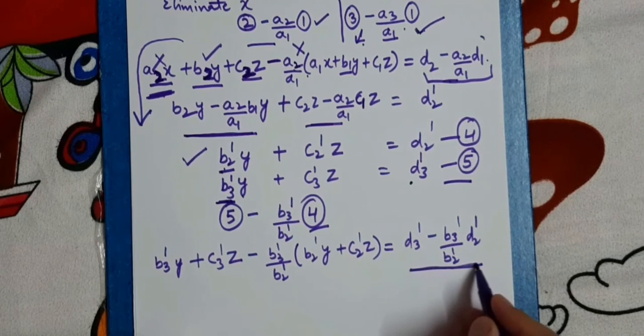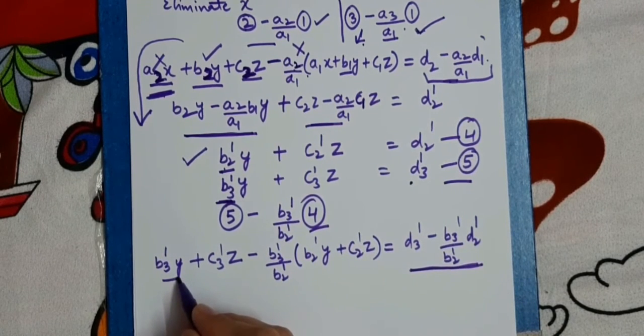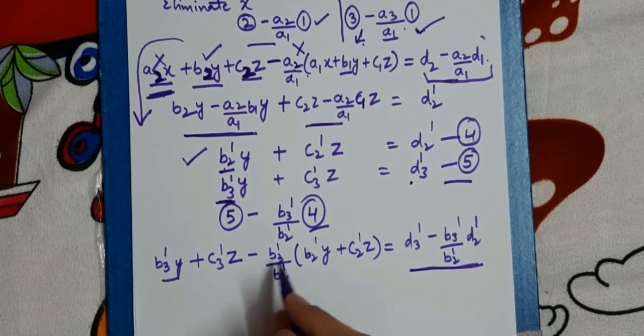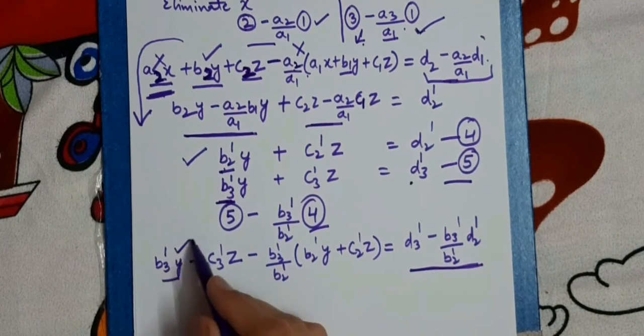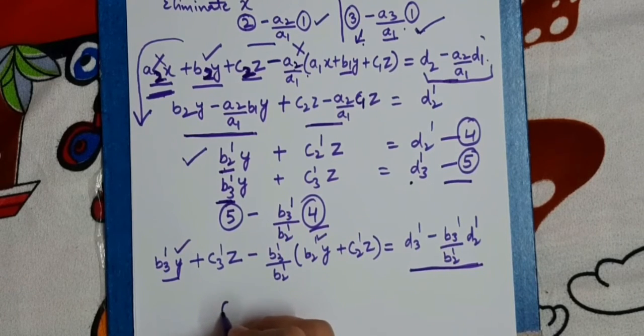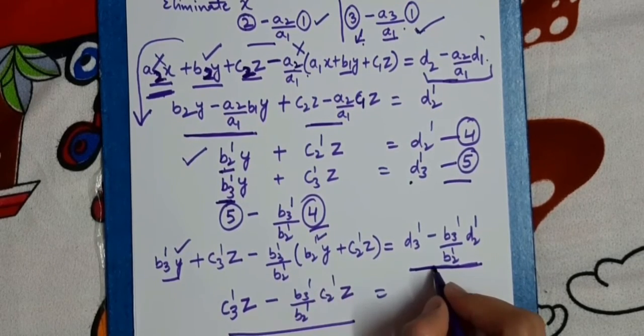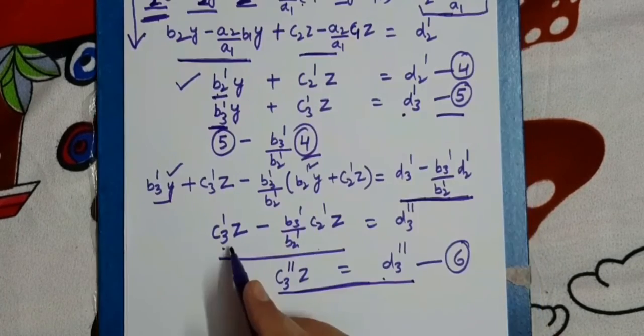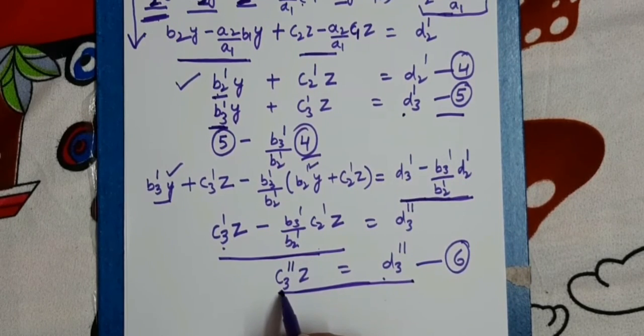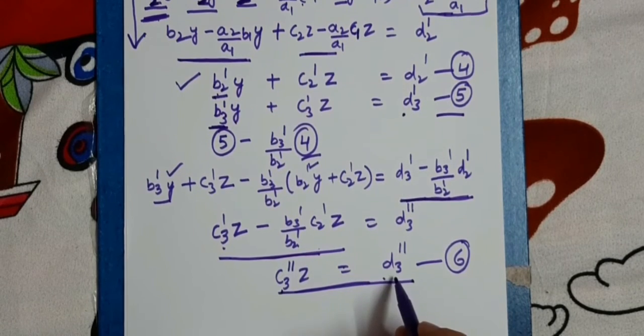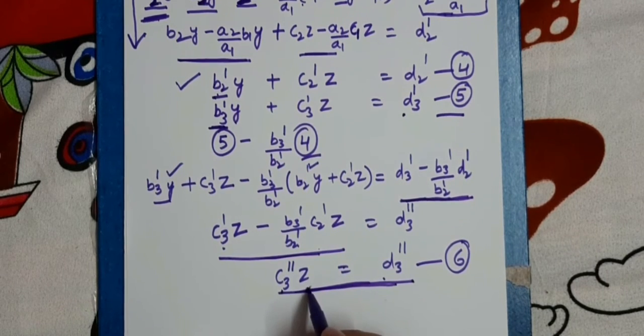Rename. Here we have plus b3 dash y, here b2 dash cancels, we are left with minus b3 dash y, so it cancels. So we have c3 dash z minus b3 dash by b2 dash c2 dash z. Rename d3 double dash, z is common, renaming the coefficient of z, c3 double dash z is equal to d3 double dash. Now here we have only z, we can find the value of z from this equation.